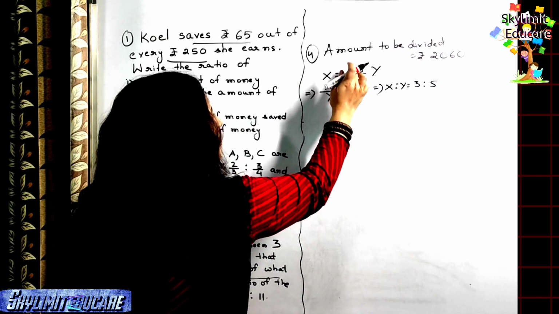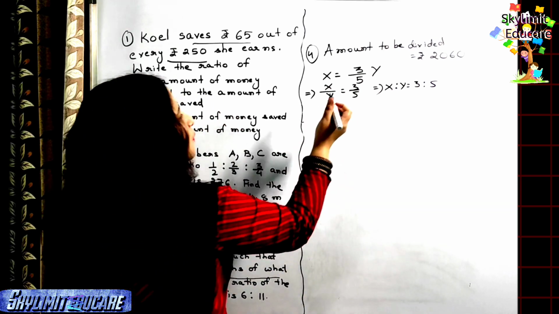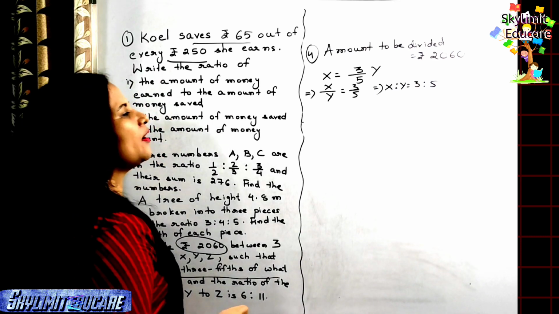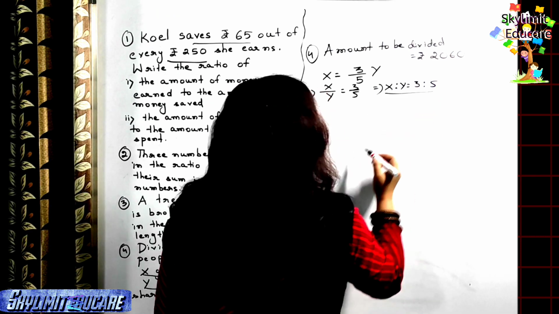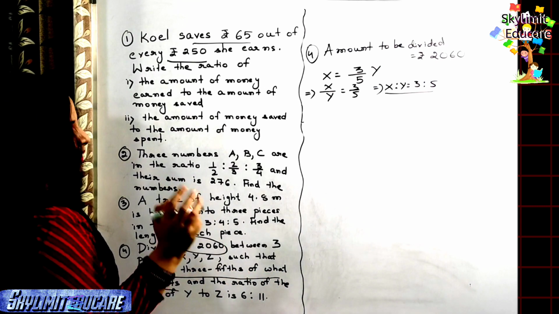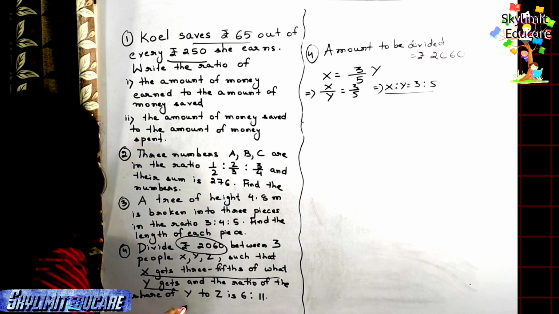X gets 3/5 of what Y gets. So we can just bring Y here. That means X by Y is equal to 3/5. So we got a ratio for X is to Y. What is the ratio of X is to Y? 3:5. Yes, but then there are 3 persons here, right? And the share of Y to Z is given.